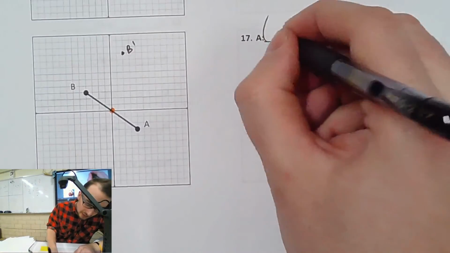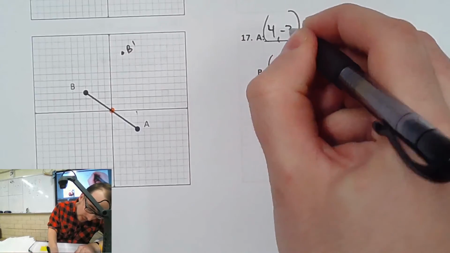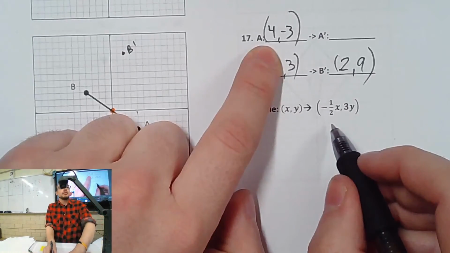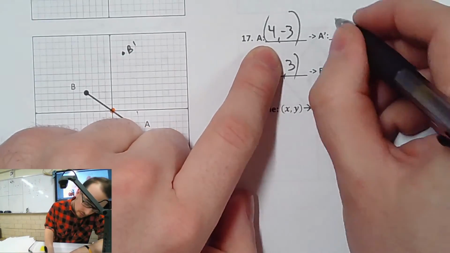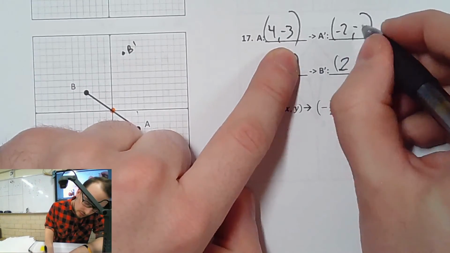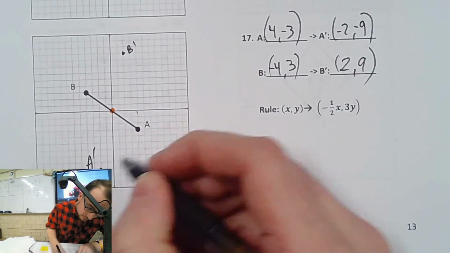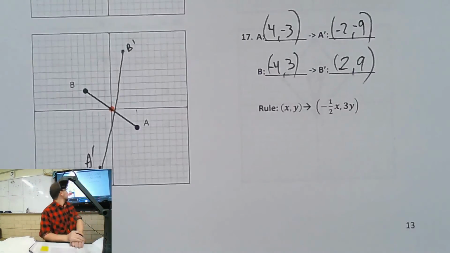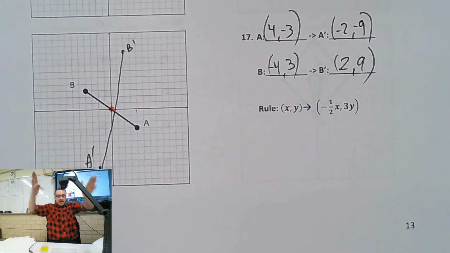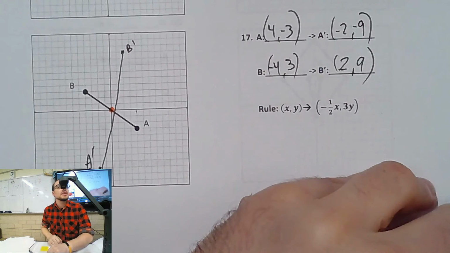A, let's do that. A appears to be at 4, down 3. What's half of 4? 2. Negate it, -2. What's -3 times 3? -9. So -2, -9. Look, we shrunk it this way by half, and we elongated it this way by 3.